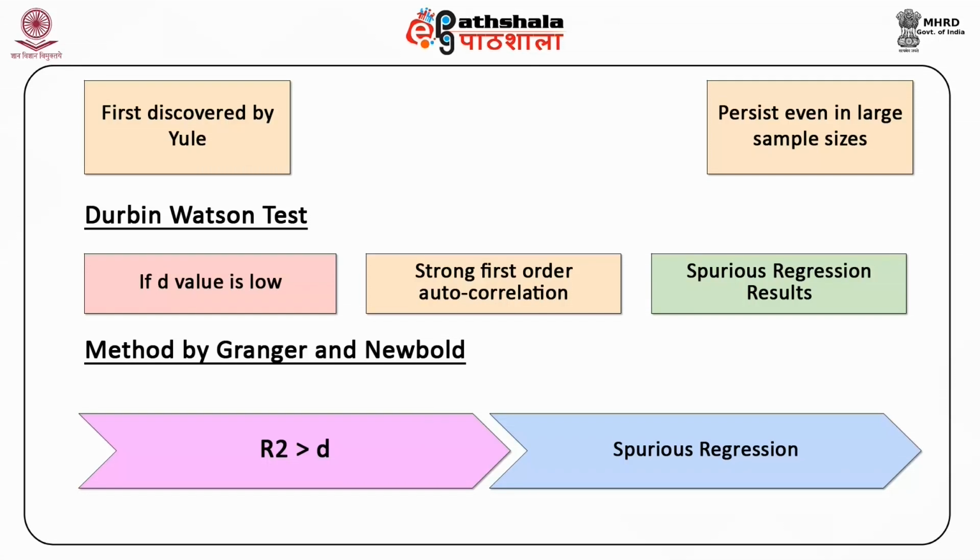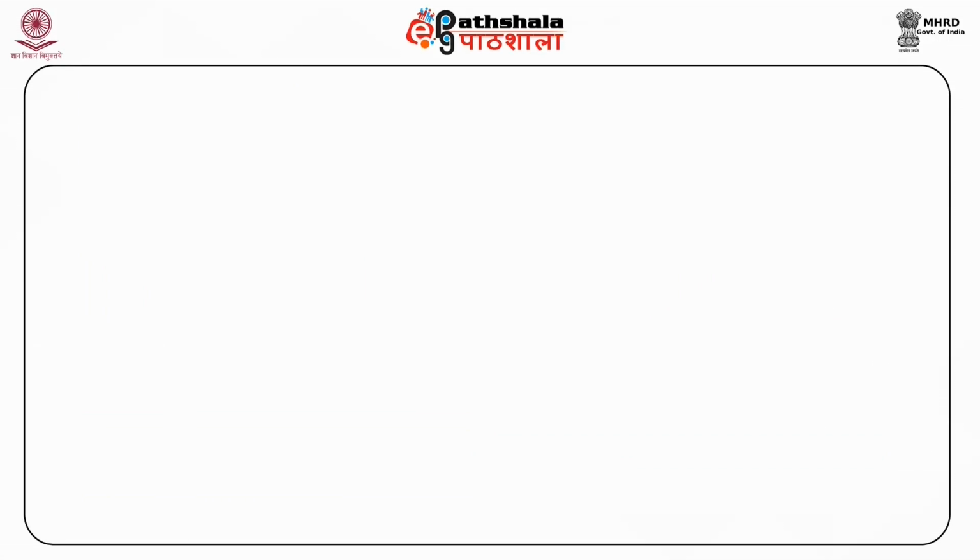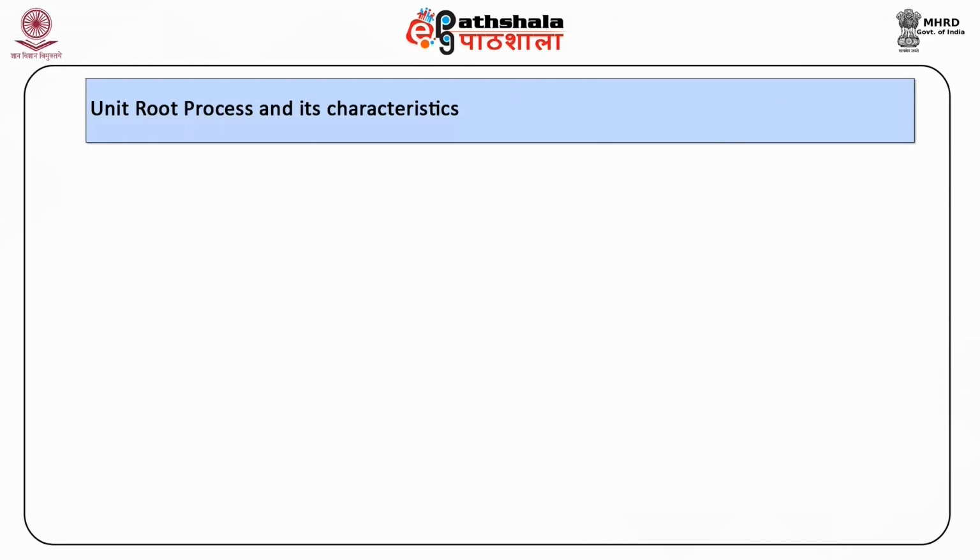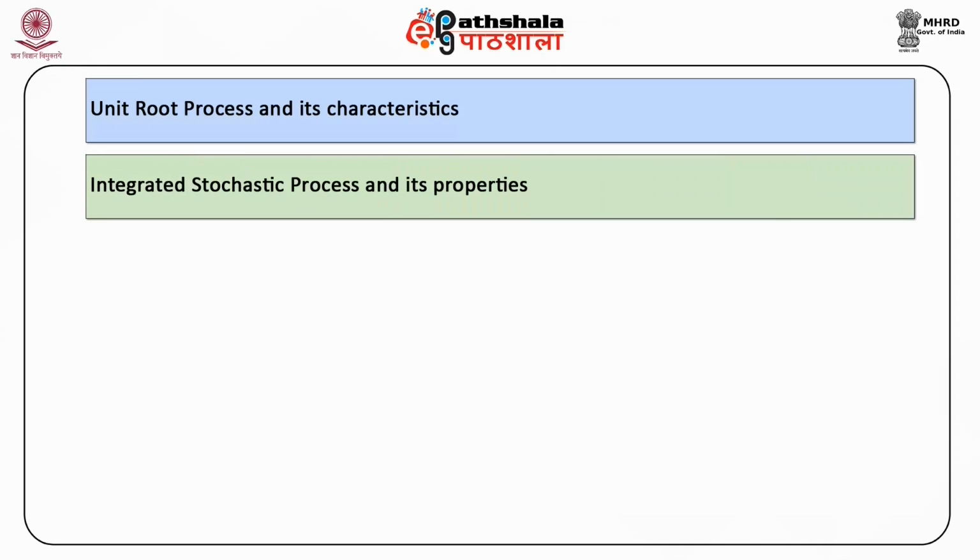Therefore, one has to be extremely careful while conducting a regression test on a time series phenomenon, especially the ones exhibiting stochastic trends. We can summarize the module in the following points. First, a process can be termed a unit root process if the first order autoregressive coefficient becomes equal to 1. Secondly, the integrated stochastic process is explained in detail along with its properties.